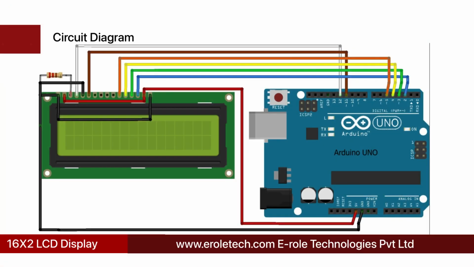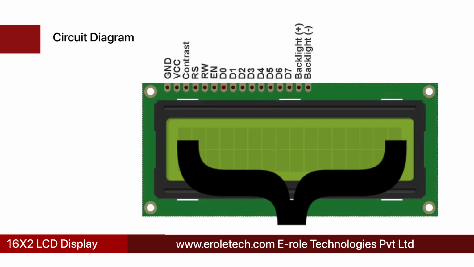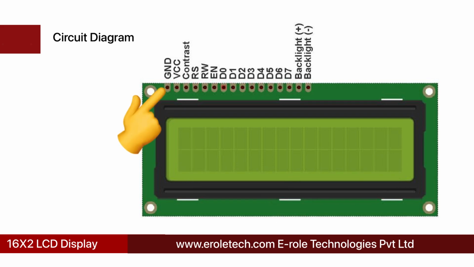Here is the connection diagram of this project. A 16x2 LCD display has two lines. Each line can display 16 characters. This display has 16 pins. First pin is ground, second is VCC, then contrast, RS, RW, enable, D0, D1, D2, D3, D4, D5, D6, D7, VCC, and ground. Pin 1 and 2 provide the supply for its internal circuitry, and pin 15 and 16 provide the supply for its backlight.